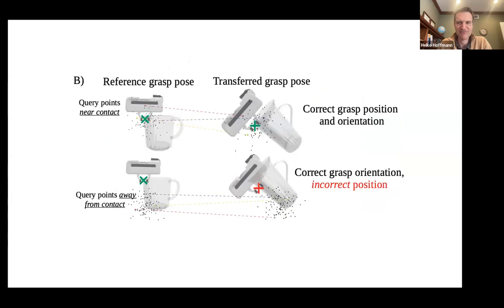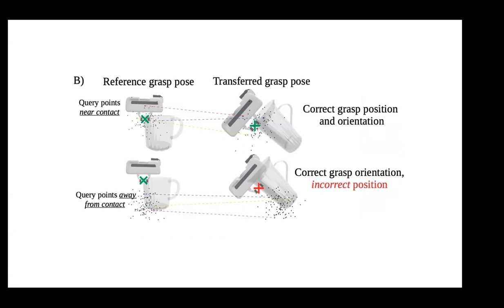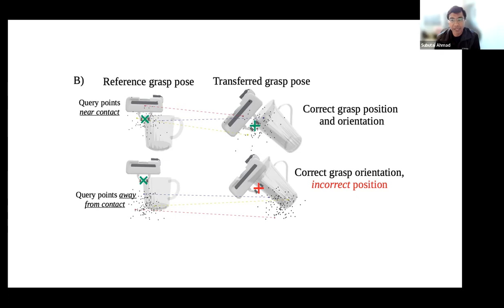I guess symmetric objects would have a... Although I guess it doesn't matter. It would just pick one point. Yeah. I was just thinking if you had a sugar bowl there instead, whether it's just going to pick one of the two loops or whether it's going to get totally confused. I think it'll still converge to some maximum. Yeah, it should pick one of the two.